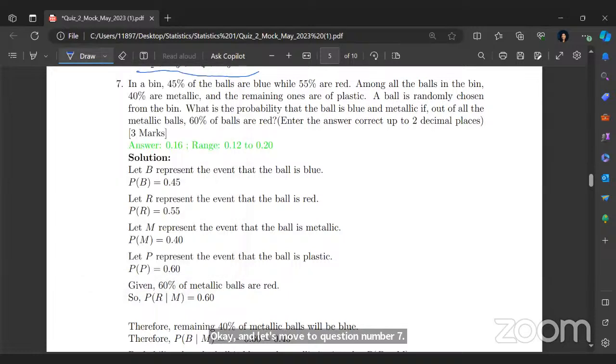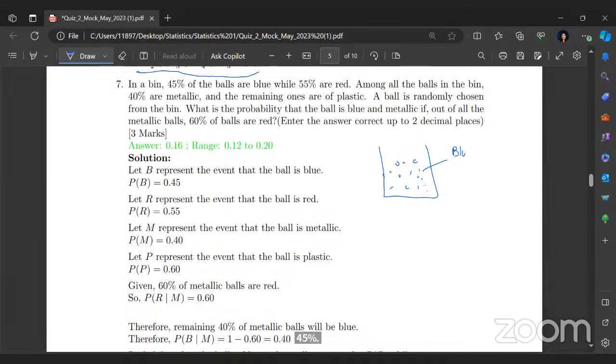Okay, question number 7 says, in a bin, 45% of the balls are blue. So first let's make a bin. So here you have balls, okay? We are saying 45% are blue in color. Let's denote blue by B, and we are saying 45% of the balls are blue in color, while 55% are red.